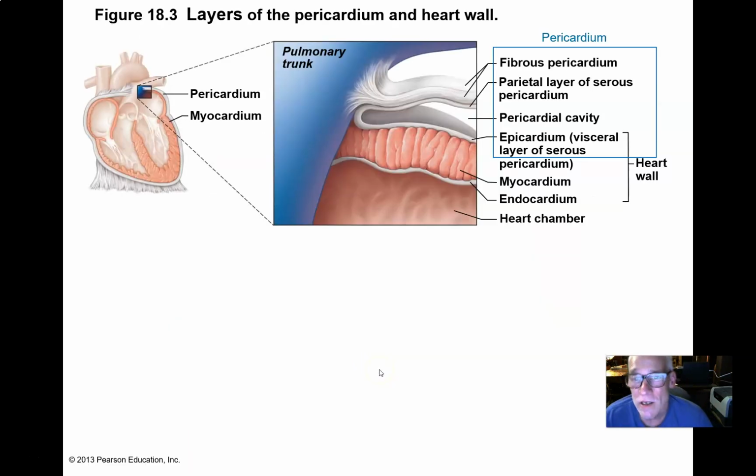To give it a little more detailed look at the surrounding, the sac, the coverings of the heart, we see that the outermost part is called the fibrous pericardium. It's again like a leather satchel around the heart that's woven onto all the great vessels of the heart and completely surrounds it. Attached to that is the parietal serous pericardium.